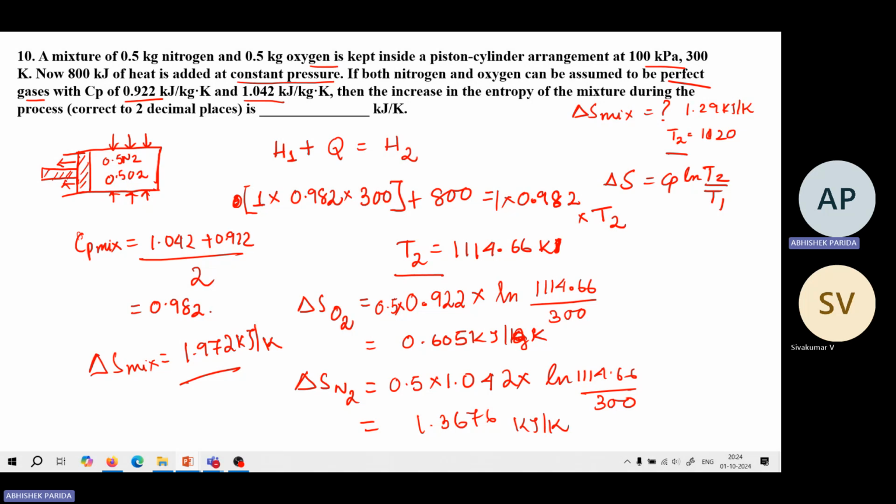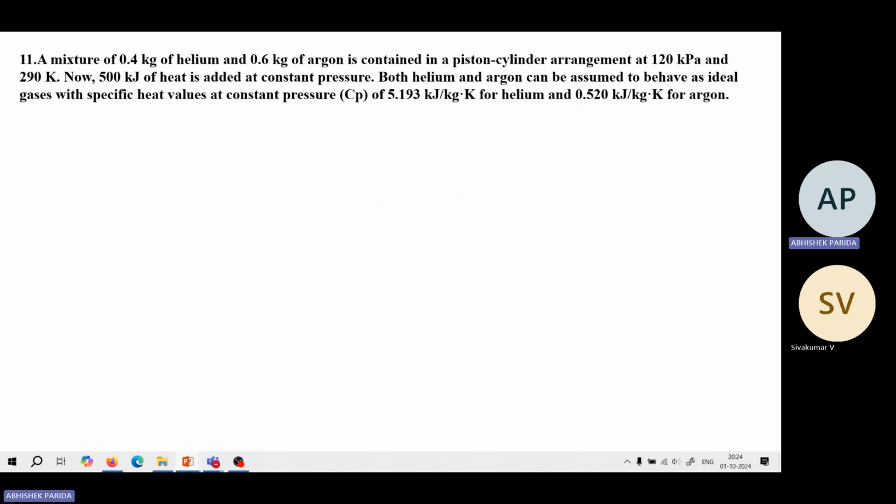Now going to the next question. I think this is also the same question as earlier. This is a question for you. A mixture of 0.4 kg of helium and 0.6 kg of argon is contained in a piston cylinder arrangement at 120 kilopascal and 290 Kelvin. Now 500 kilojoule of heat is added at constant pressure. Both helium and argon can be assumed to behave as ideal gas with specific heat values at constant pressure of this much and this much.